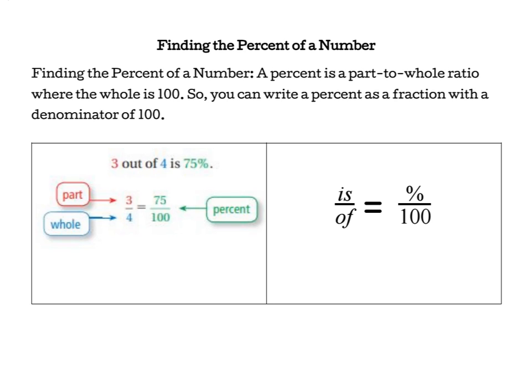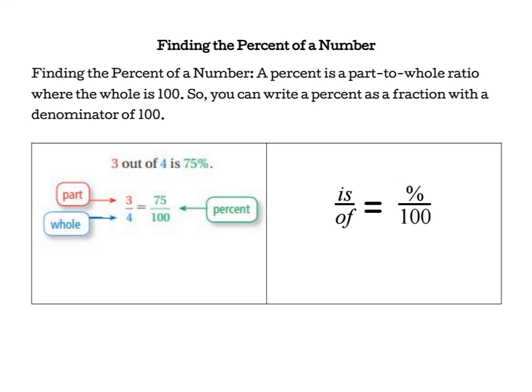All right, so we're going to work on finding the percent of a number. A percent is a part to whole ratio where the whole is 100. So we can write a percent as a fraction with a denominator of 100. Take a look at my picture over here. I have 3 out of 4 is 75%.